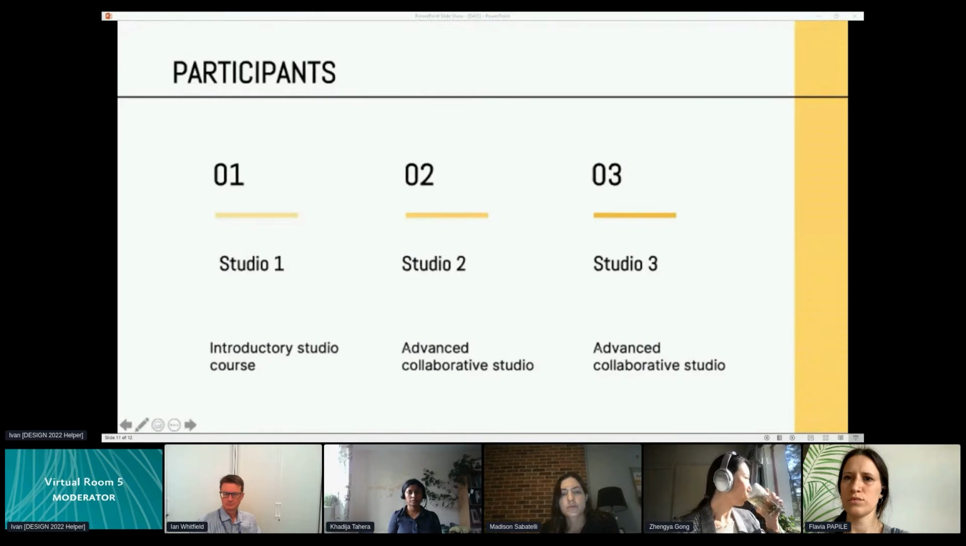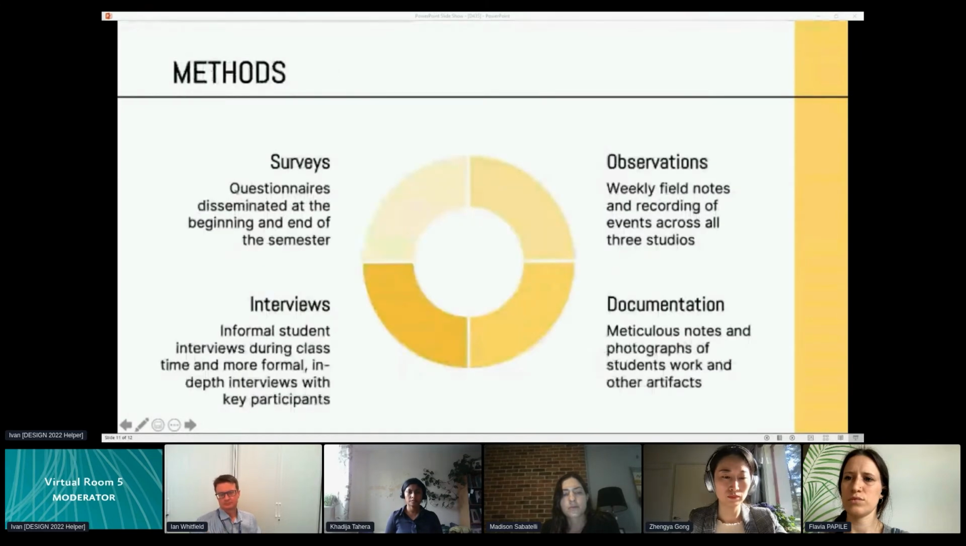Studios observed included Studio 1, a fundamental course for first-year students wishing to major in a field of design, and 2 advanced collaborative studios for those majoring in interior design, industrial design, and visual communications. This included Studio 2, which was centered around inclusive design, and Studio 3 on retail design.